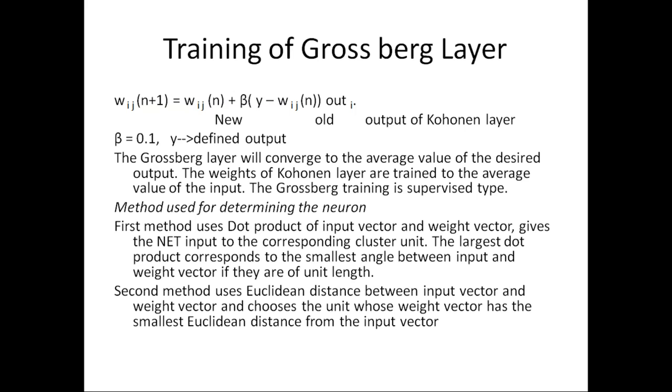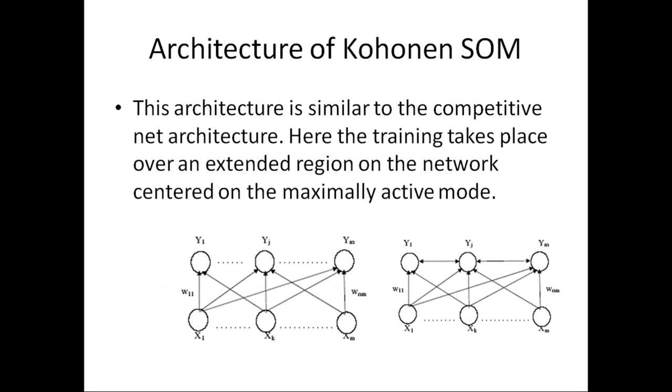Now the methods used for determination of the winning neuron. The first method uses the dot product of the input vector and the weight, that is, the sum of the products of the input and the weight. It gives the net input to the corresponding cluster unit, and the largest dot product corresponds to the smallest angle between the input and the weight vector, which are of unit length. In the second method, it uses the Euclidean distance between the input vector and the weight vectors, that is, what we calculated as x minus wij, or xi minus wij. It selects the unit whose weight vector has the smallest Euclidean distance from the input vector. Okay, so this is how it is done.